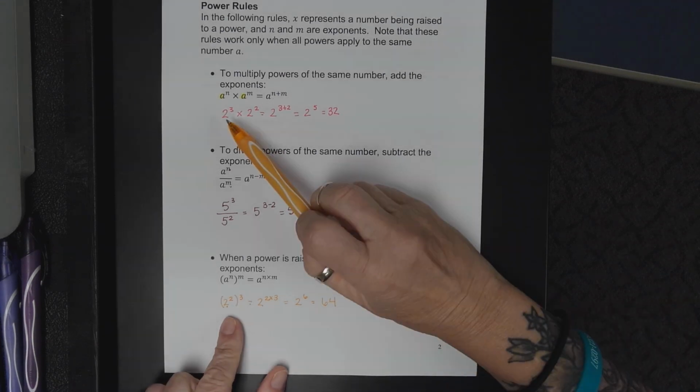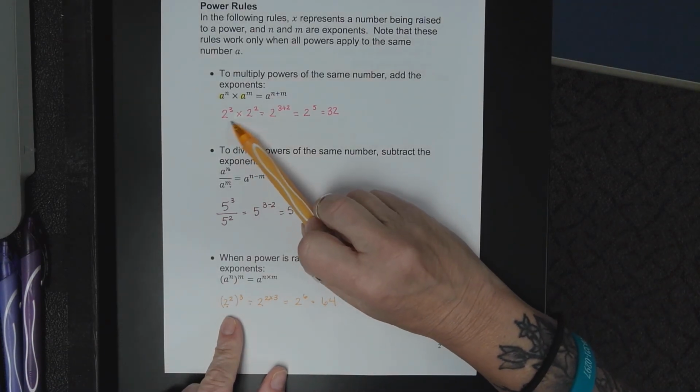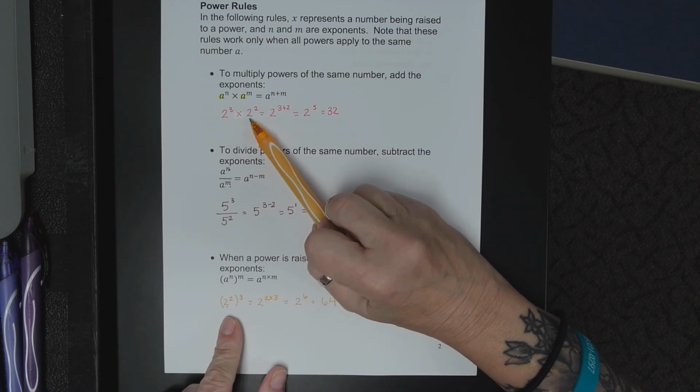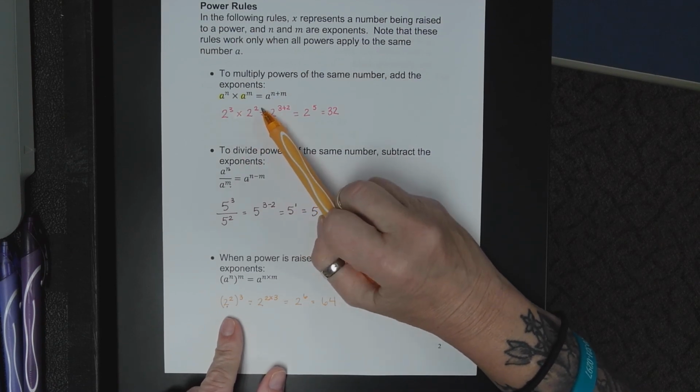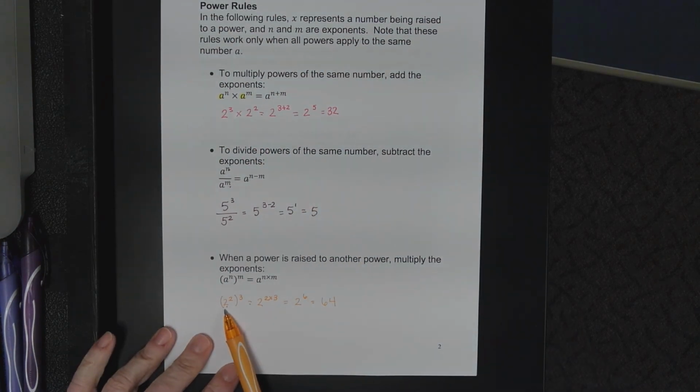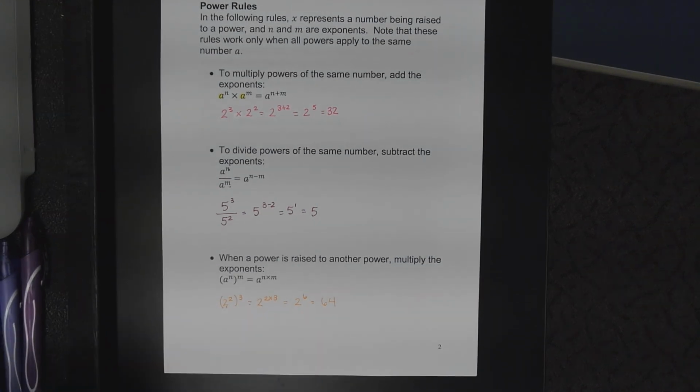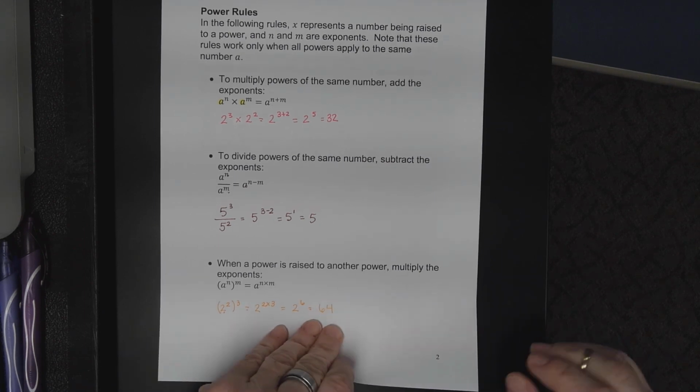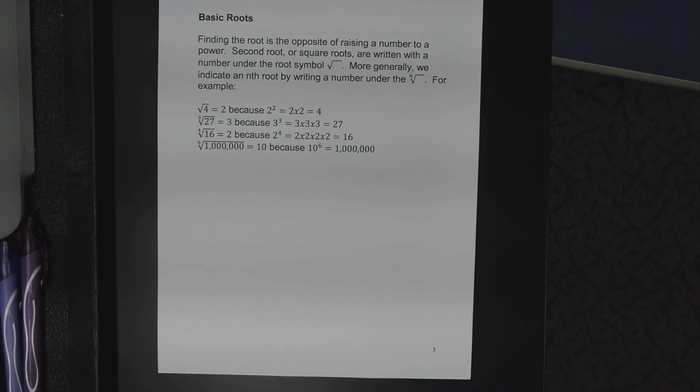So that's the difference here. This was 2 bases multiplied, 2 of the same bases multiplied. So then you add these powers. This is one base raised to 2 different powers. So just to make that very clear, it's kind of confusing whenever I was in my beginning math classes, so I want to be very clear on that for you guys. Okay.